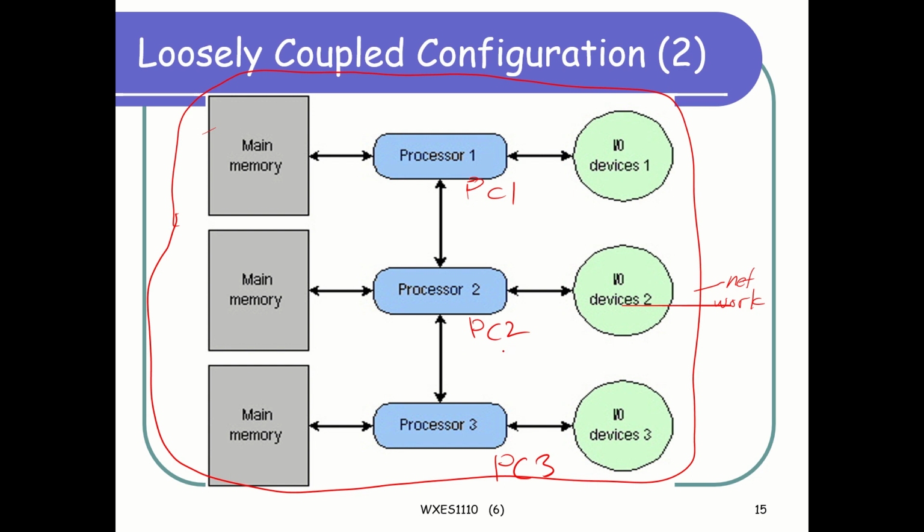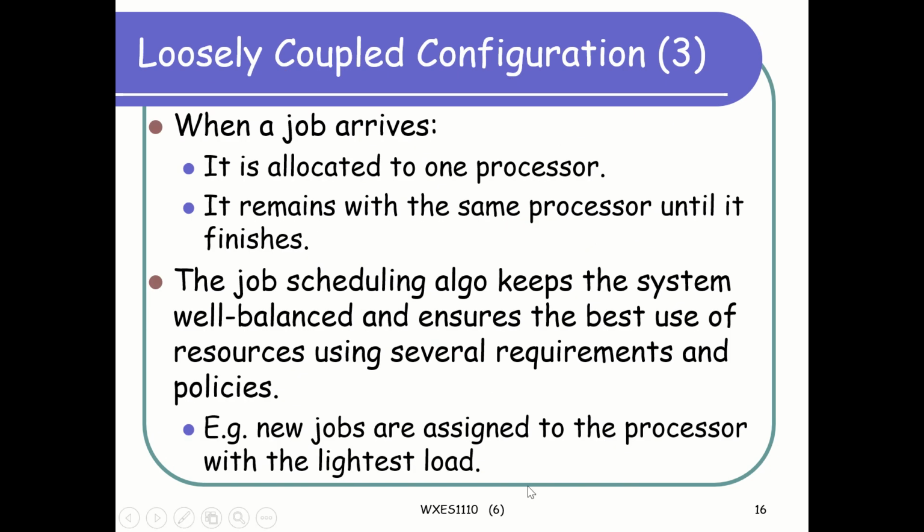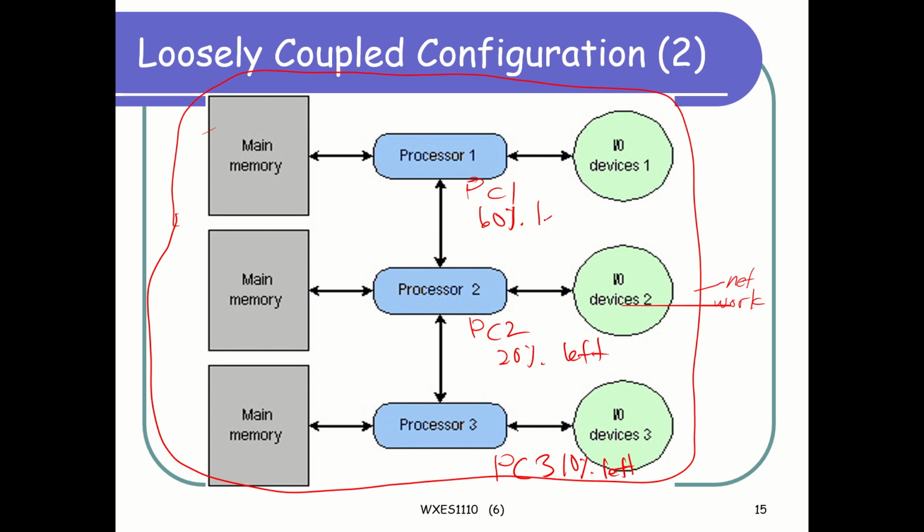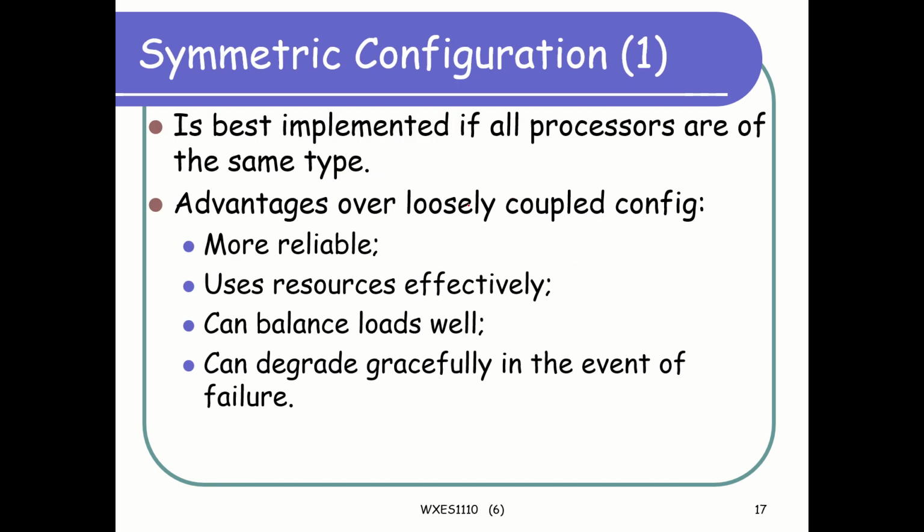Maybe the capacity of PC2 is 80% used, so 20% is left, and PC3 maybe 10% left. And PC1, maybe the utilization is low, only 40%, so it has 60% left. What loosely coupled does is that new jobs are assigned to the processor with the lightest load. So processor 1 fits this description. Any jobs coming into the queue will go to processor 1. It doesn't go to PC2 because PC2 only has 20% left, and PC3 only 10% left. So we go to PC1 because it has only 40% utilization and 60% is not used.